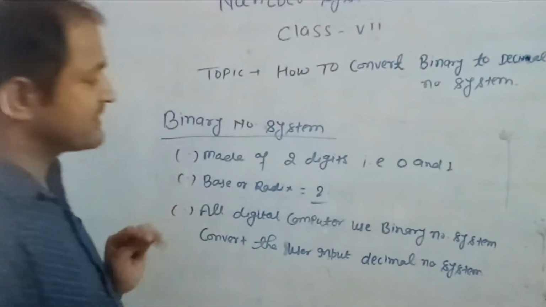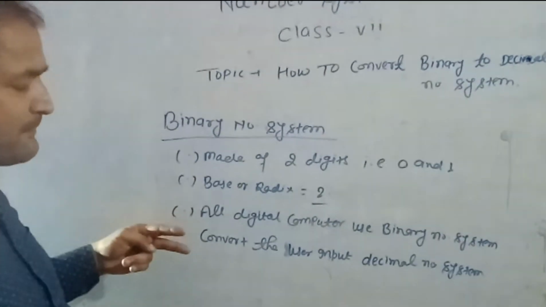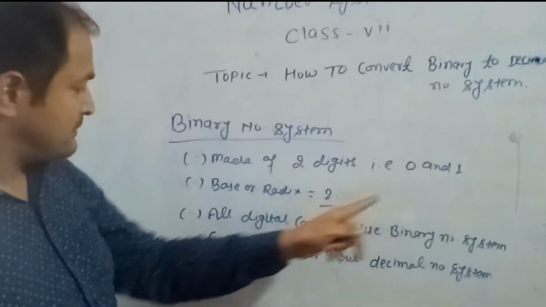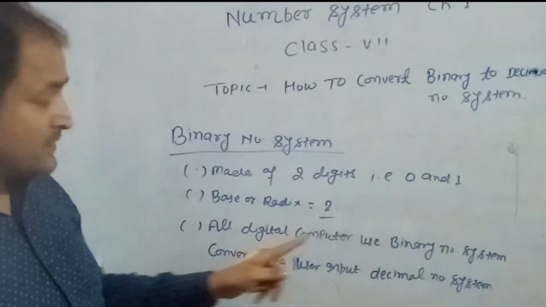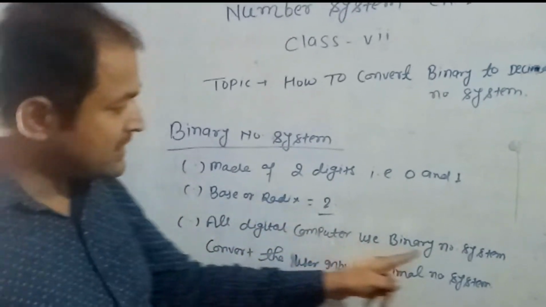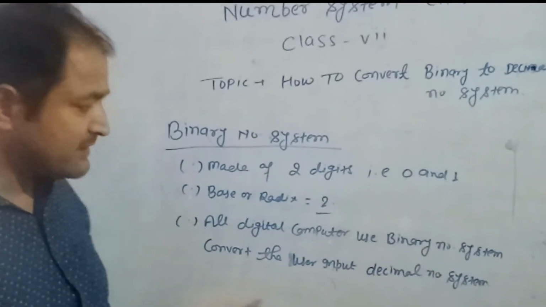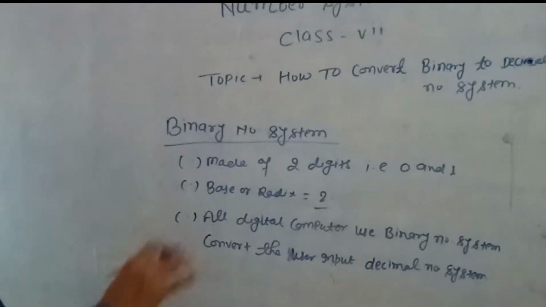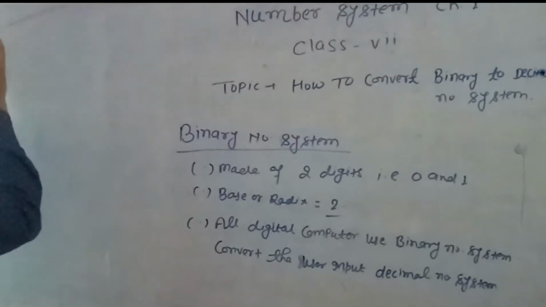So this is the binary number system. There are 3 main important points: made of 2 digits, 0 and 1, base 2, and all digital computers use the binary number system but convert input from the decimal number system. Hope every student agrees on this point.